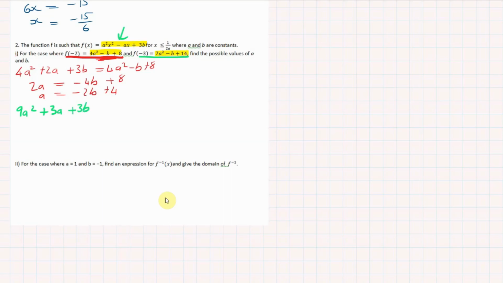And then we're told that it's equal to 7a squared minus b plus 14. So I'm going to bring the a's across here, so I get 2a squared plus 3a, and then I'll bring the b's across here, 4b equals 14. Okay, so I've got something roughly like that to start off with.